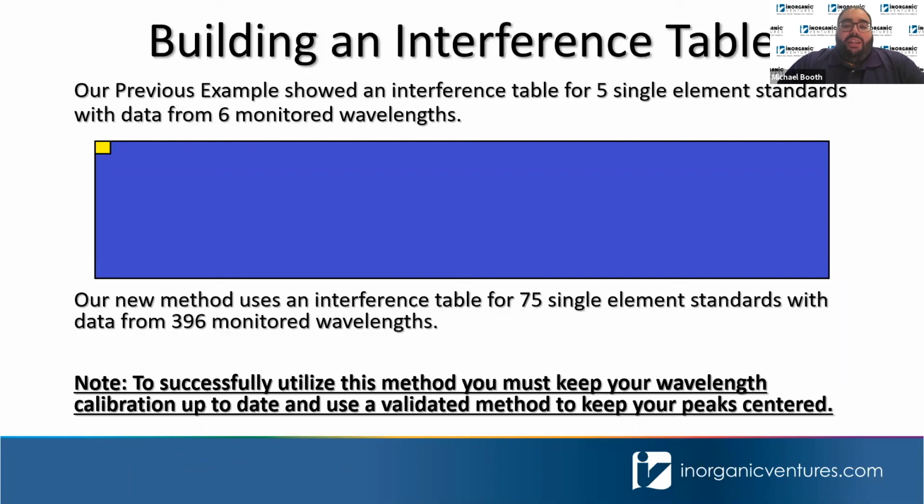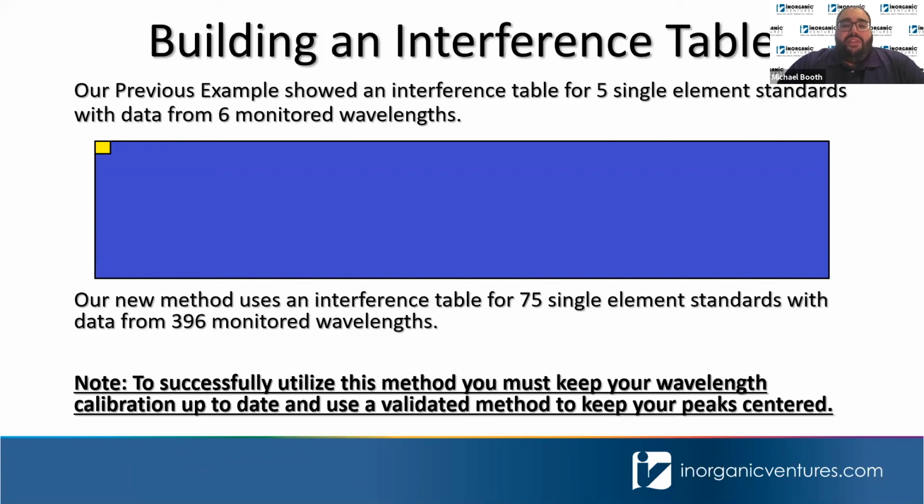Again, this is to scale, so we actually did more than 69 single elements. We looked at others as well, some like carbon and fluoride, stuff that we don't usually measure on ICP-OES. But we looked at 396 monitored wavelengths. So Thomas did quite a bit of work putting that together.